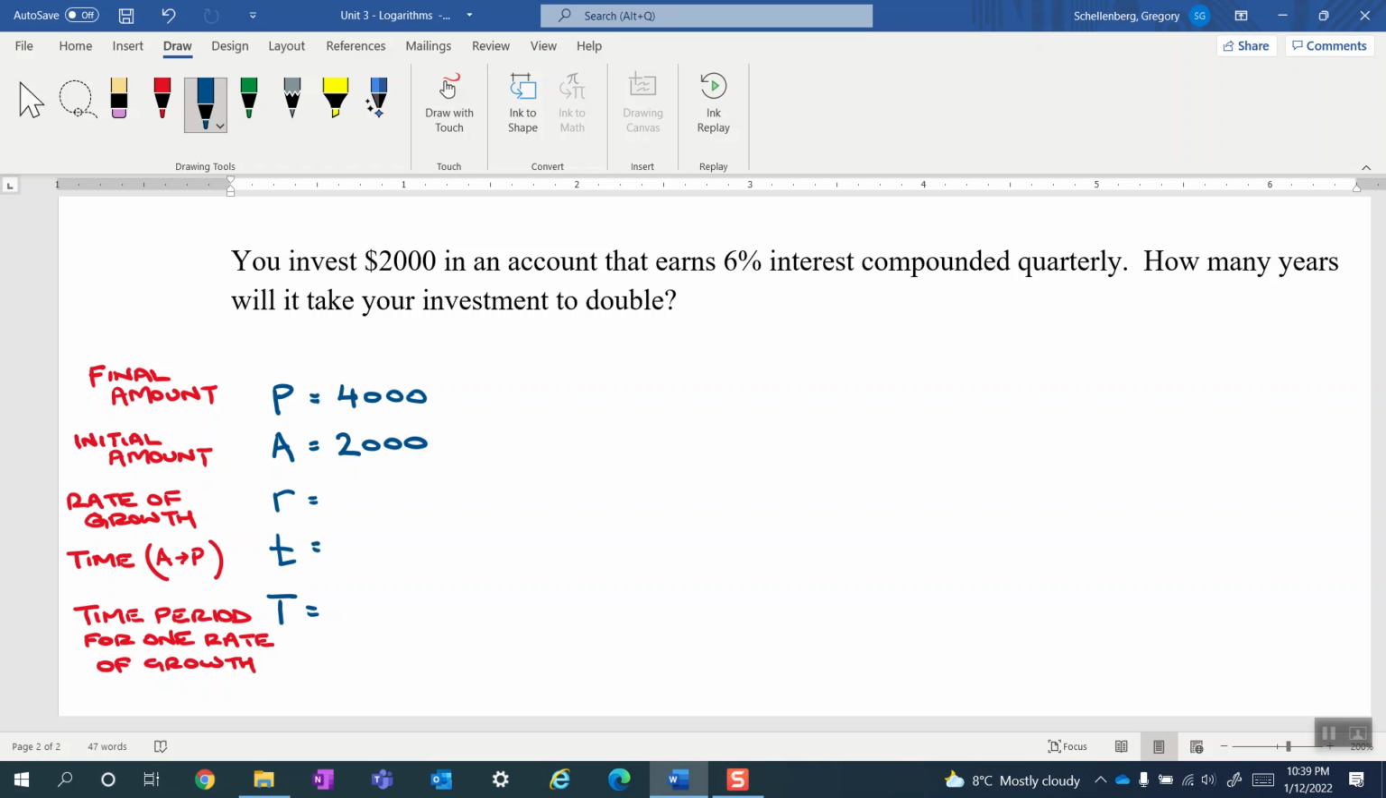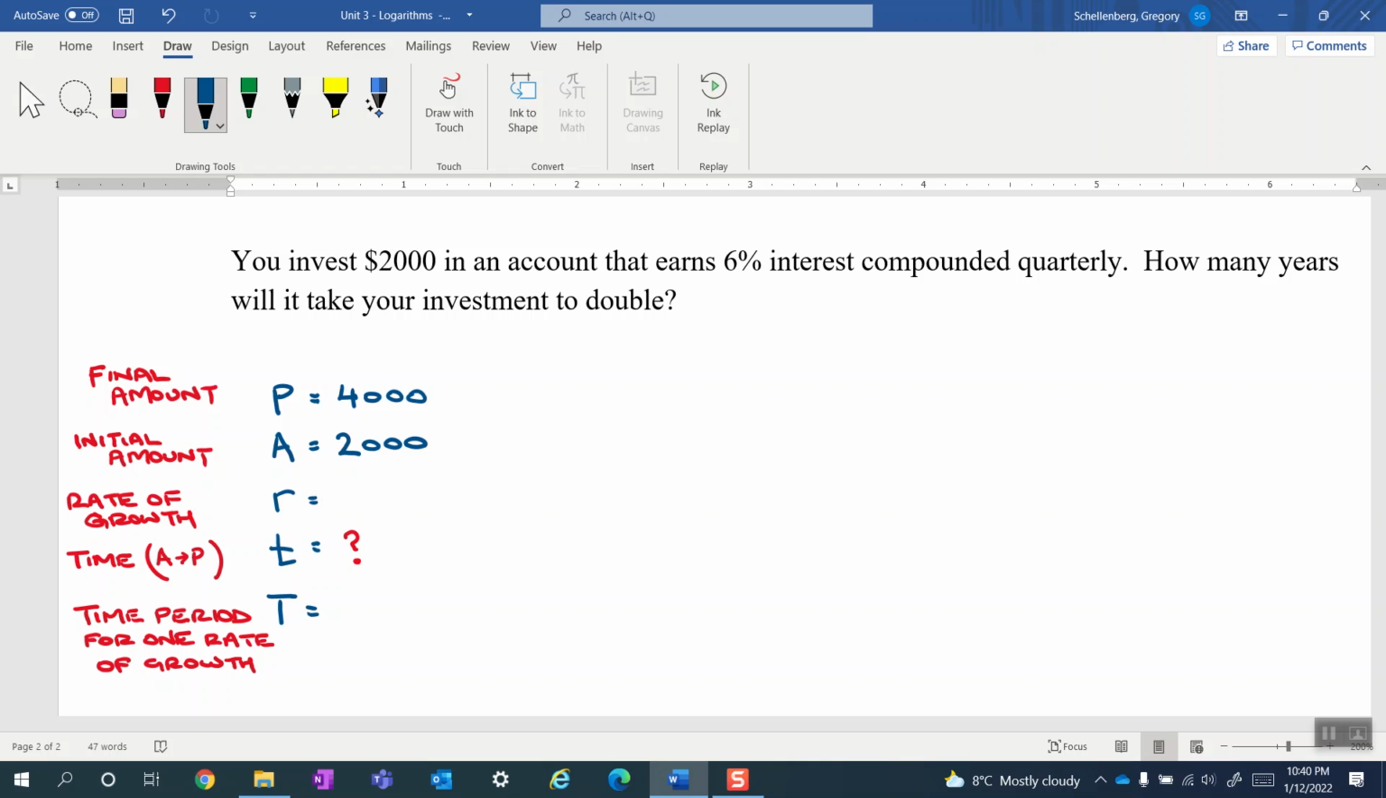The time period for it to double, this is what we're trying to find out, and that's little t. So I'm just going to put a question mark there. That's our unknown value. Okay, so our rate of growth. We've got 6% interest, and it's compounded quarterly. Interest rates are always annual interest rates. Now, compound interest is when we are earning interest on top of interest. So every quarter of a year, every 3 months, we're going to get a quarter of that 6% annual interest rate paid out to us.